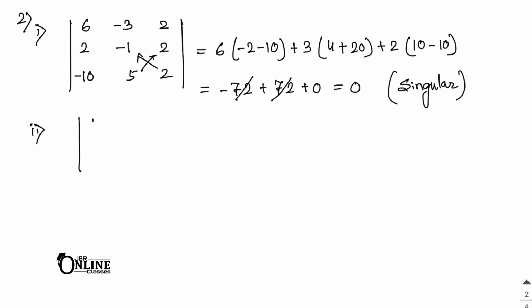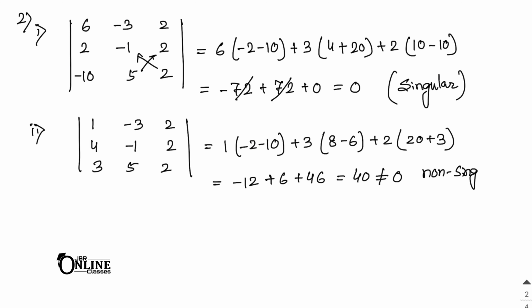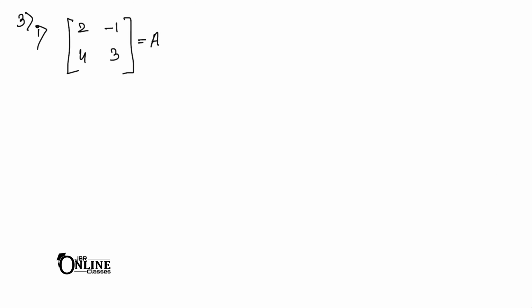In number 2, if you find out the det of this one, first you have to write down the elements of the matrix. So here for 1, it will be minus 2 minus 10, then here plus 3, it will be 8 minus 6, last one 2, and it's 20 plus 3. Okay, so here minus 12, that one is 2, so 6, and the next one here 23, 23 plus 2, that is 46. So 46 minus 6 equals 40, which is not equal to 0, that means non-singular matrix. Now sum number 3.